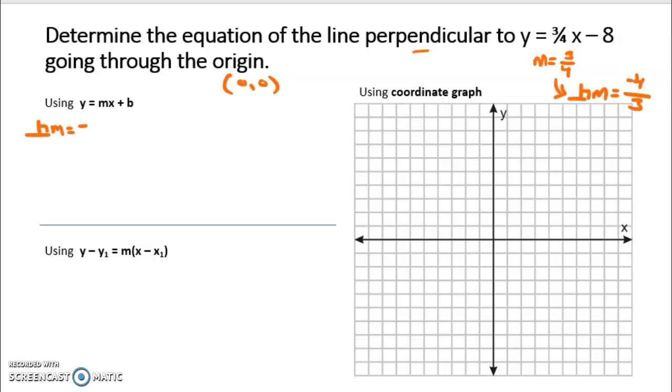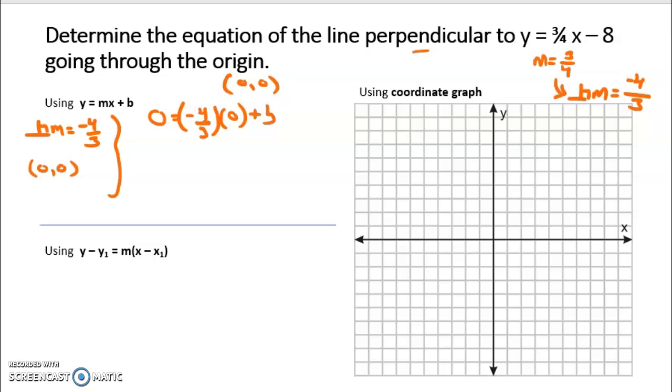Is equal to, all right, so we're using negative 4 over 3, and we want it to go through the origin. So y, which is 0, is equal to the slope, negative 4/3, times the x coordinate, which is 0, plus b.